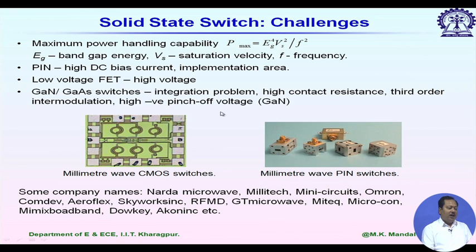So, finally, we have to provide some contact switch by using some sort of metals. Then third order intermodulation, so it can generate high frequency components. Then high negative pinch-off voltage, typically for gallium nitride based switches.